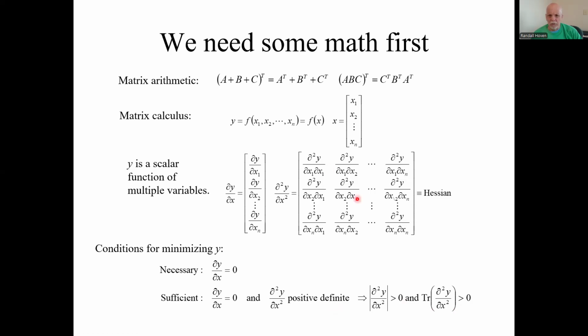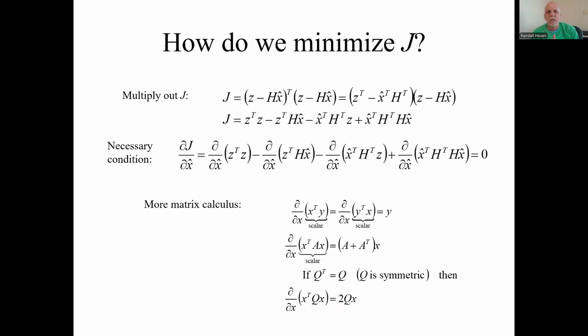The trace is the sum of the main diagonal elements. For the determinant, you've got to go back to my MMA course. Pretty basic matrix stuff. So then, okay, how do we minimize, in this case, that cost function that we had for least squares? Here was the cost function.